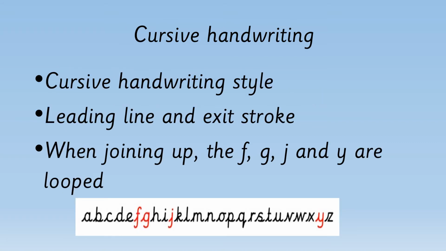So at Oatlands Infant School we use cursive handwriting, so you can see the style at the bottom of this slide. This can be found on page 25 of your child's planner. As you can see, each letter has a leading line going up and an extra stroke going out of the letter. And when we move on to joining up later on in Year 1, the F, G, J and Y are then looped.